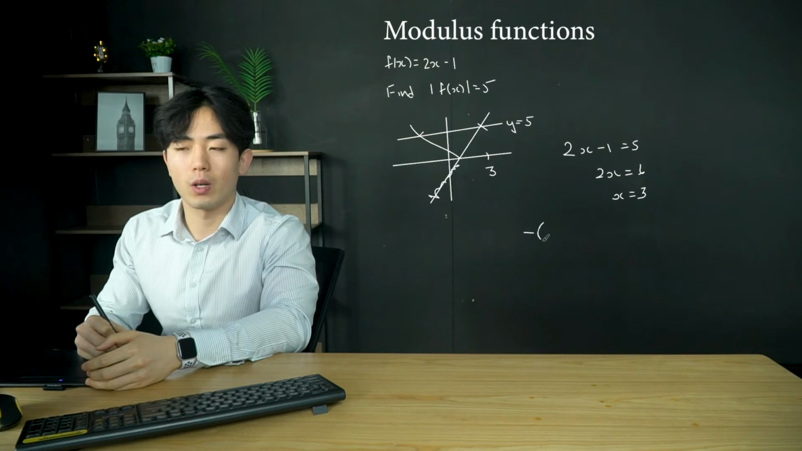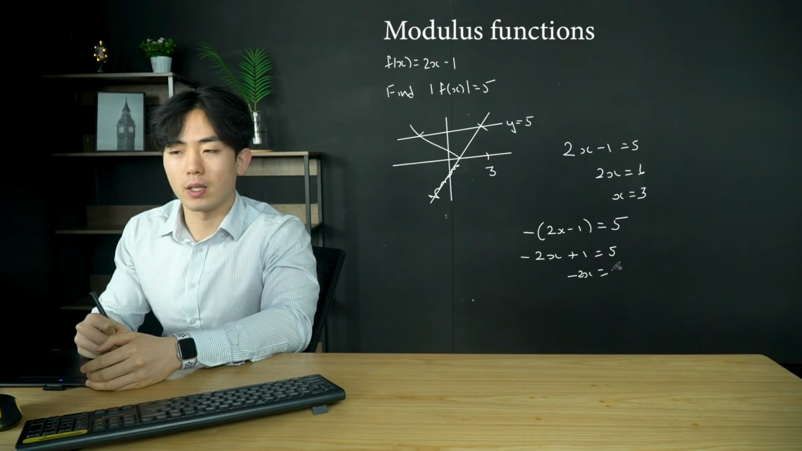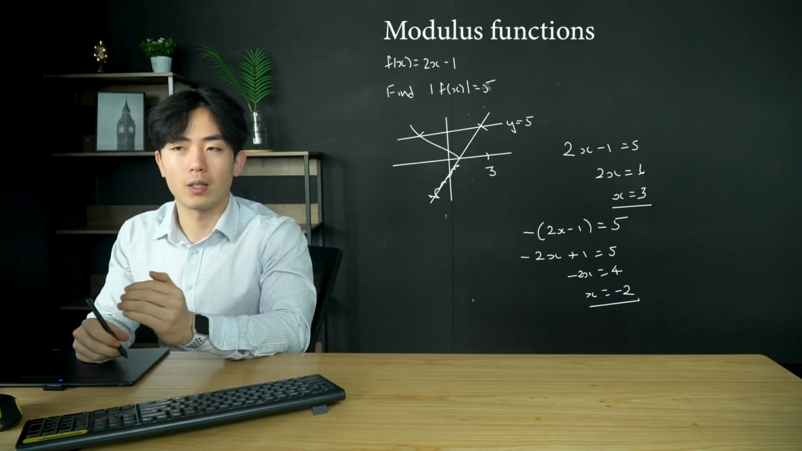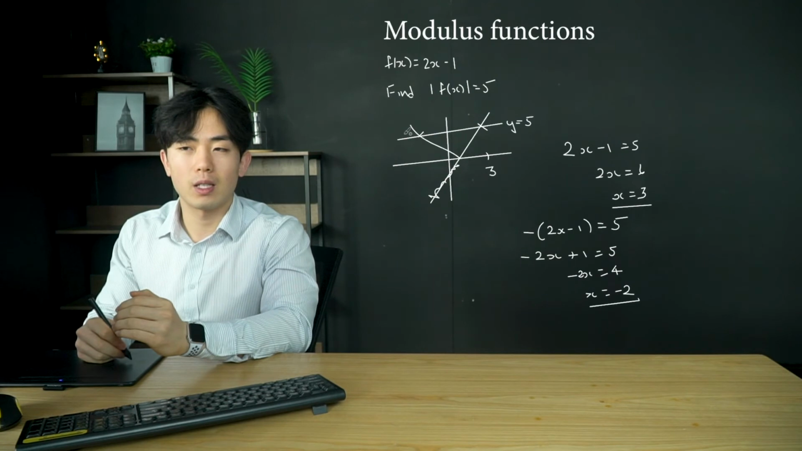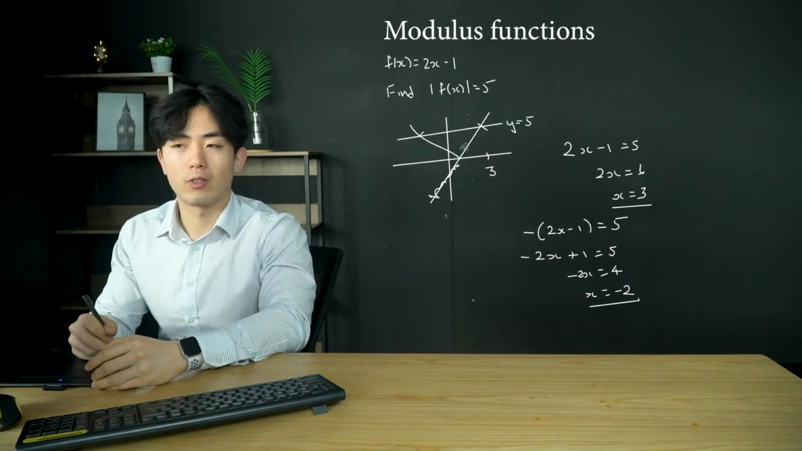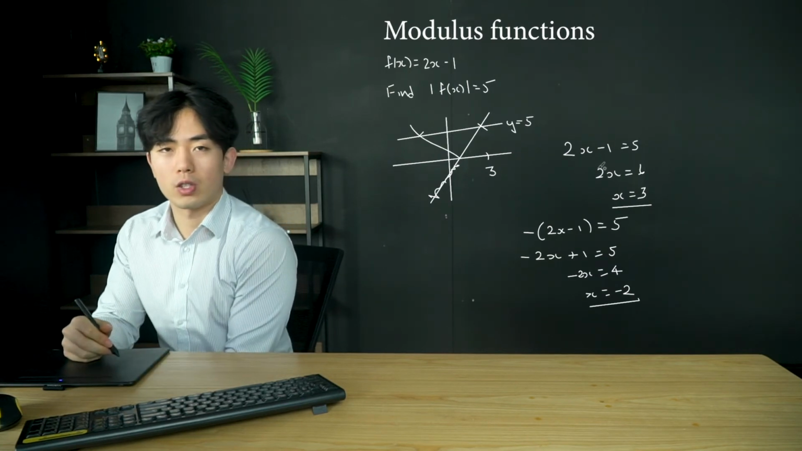So we say negative of the f of x, 2x minus 1, well, that's still going to be equal to 5. Which means that we have negative 2x plus 1 is equal to 5. Negative 2x is equal to 4, so x is equal to negative 2. Okay, so to find the solutions, we have to understand which part of the graph has been affected by the modulus function. If this side has been affected, we change that into a negative of the f of x. The right hand side has not been affected, it's like the original one, so we keep it as the positive function.